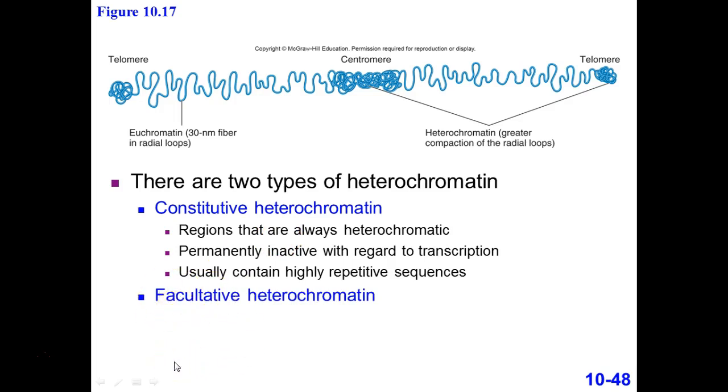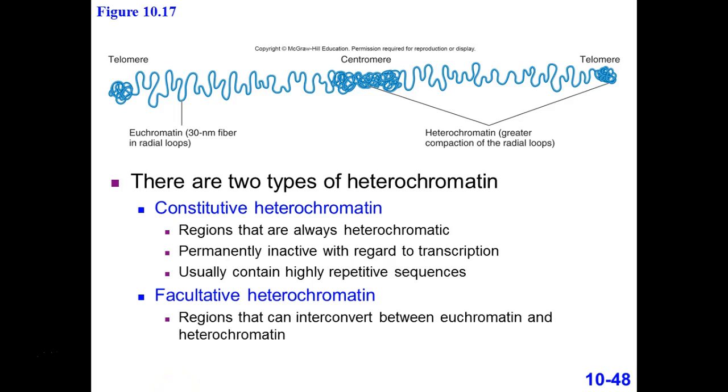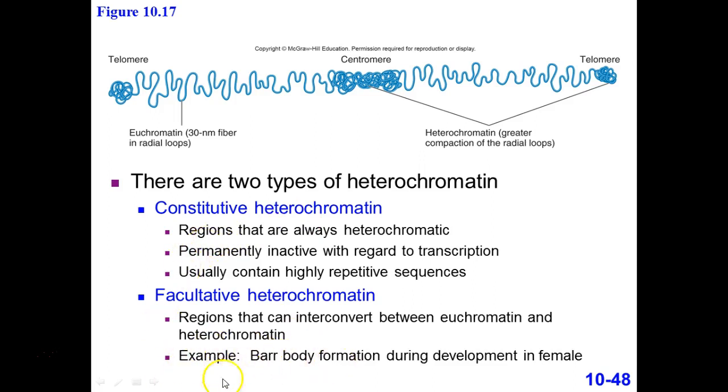Facultative, on the other hand, I'll screw that one up. Facultative, you've probably heard that term before if you've taken microbiology. It means what? Change. So this is heterochromatin that doesn't always stay compacted. It can go from compacted to a little bit looser. So it goes between euchromatin and heterochromatin. But our telomeres, our centromeres, those are constitutive. They stay compacted. So an example of one that doesn't stay compacted, per se, is the Barr body.